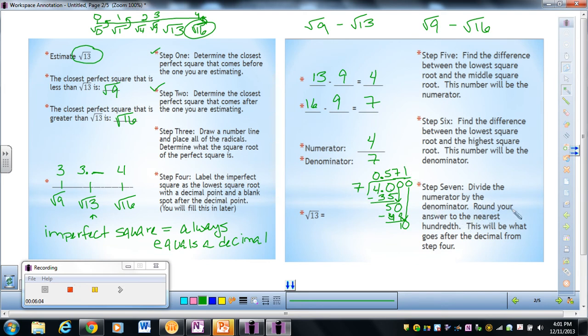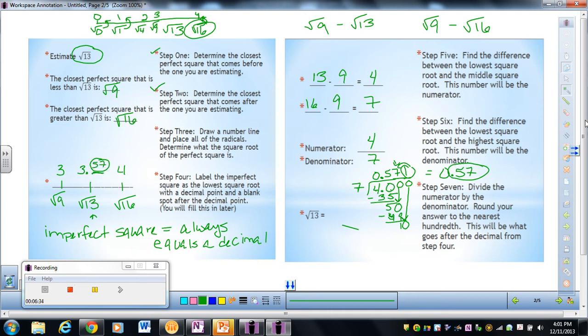If I round my answer to the nearest hundredth, that's that place right there, I'm looking at that to round, then I'm going to get 0.57. That will be what goes after the decimal in step 4. So when I was over here and I had my blank spot right here, this right here is what goes in that spot. So I put a 57 there.